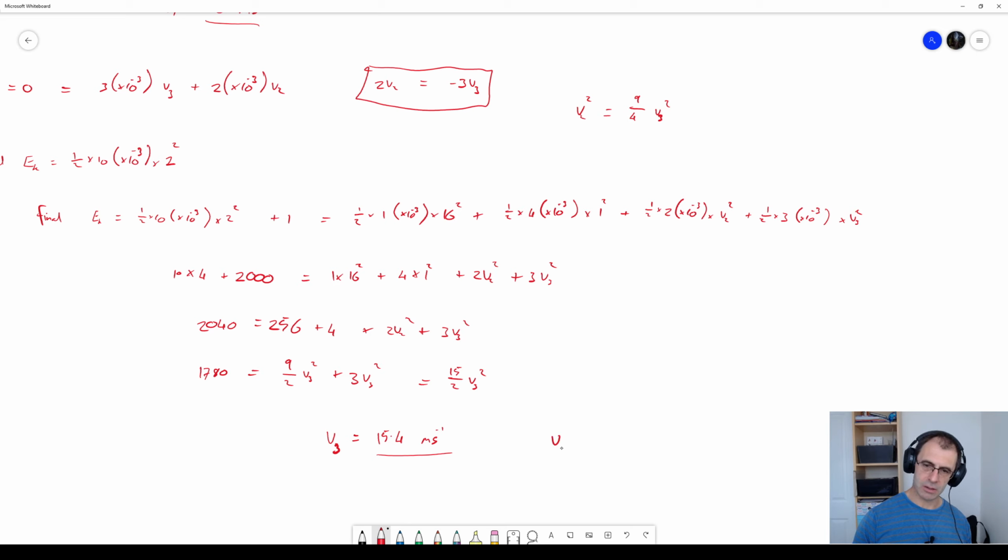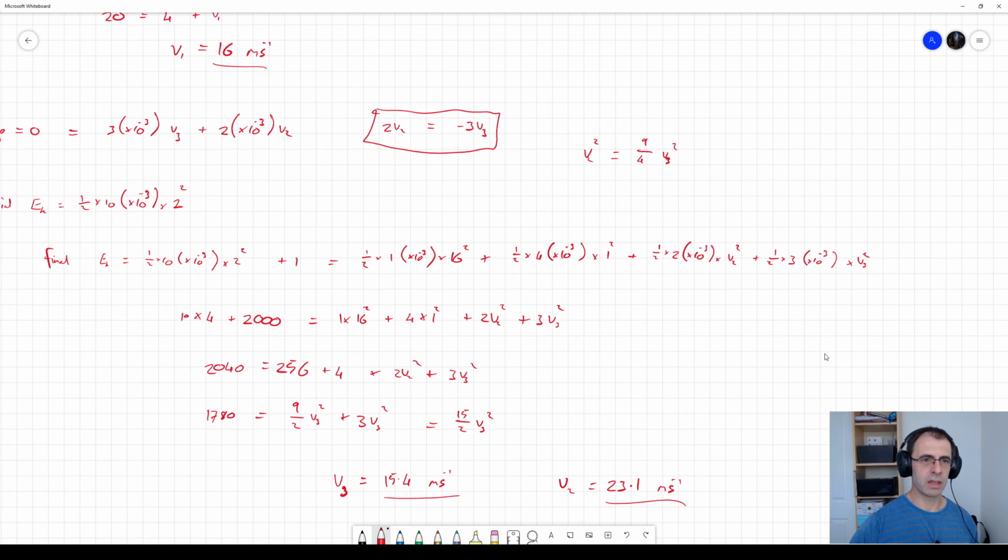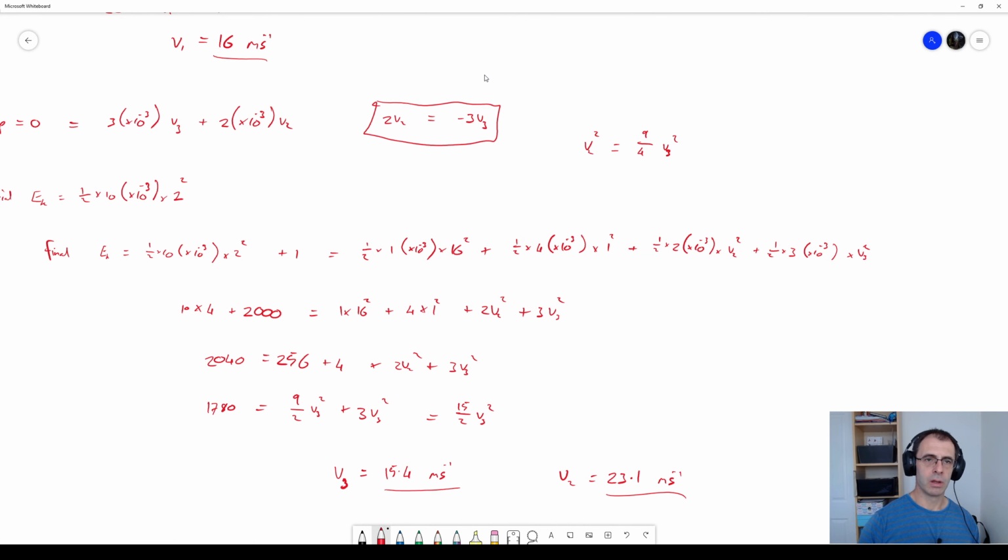Then I can get v2 as well using either expression, whatever. So v2 then is equal to, don't go to sleep, 23.1. And that's it, I think. So we've got v1 up there, we've got v3, and we've got v2. Yeah, so that's the first part of the question.